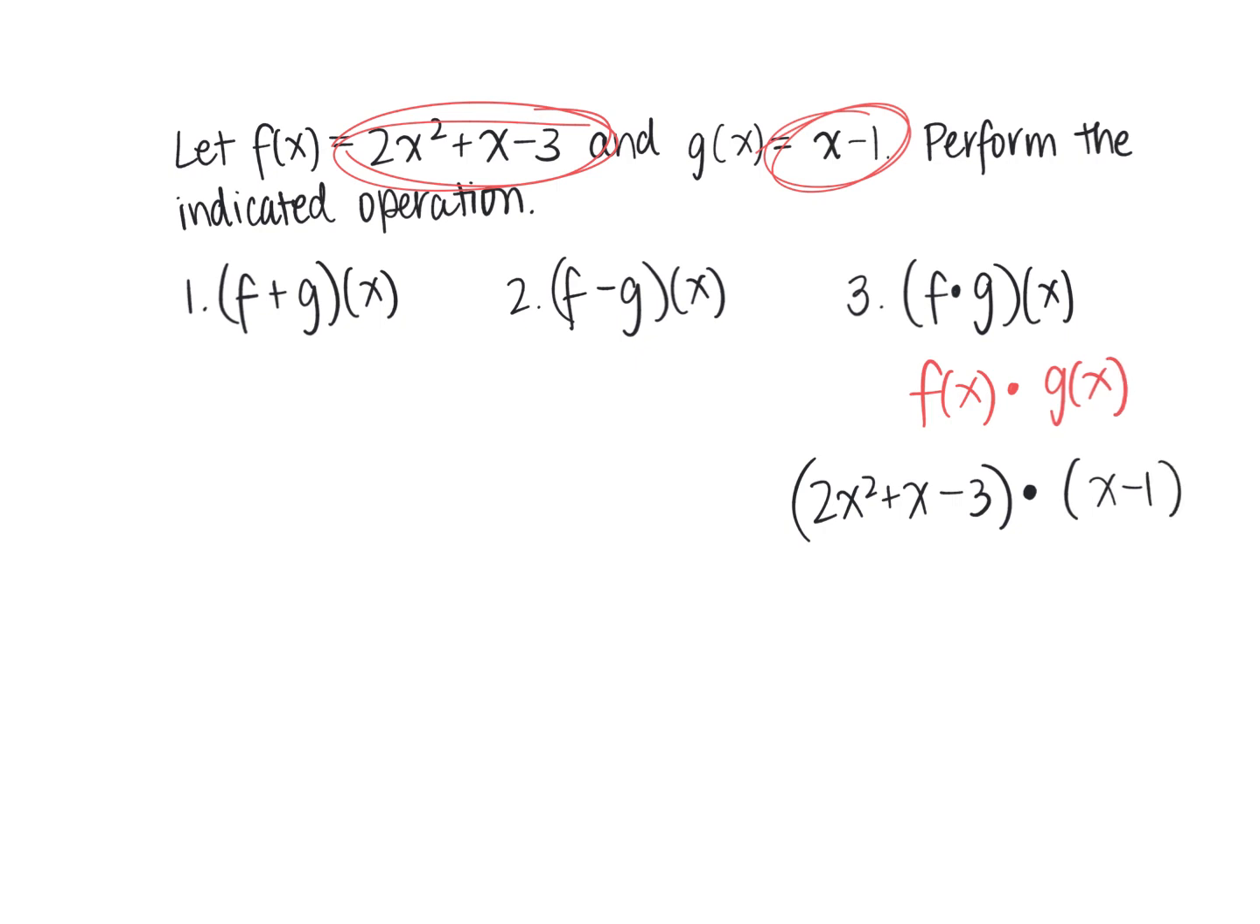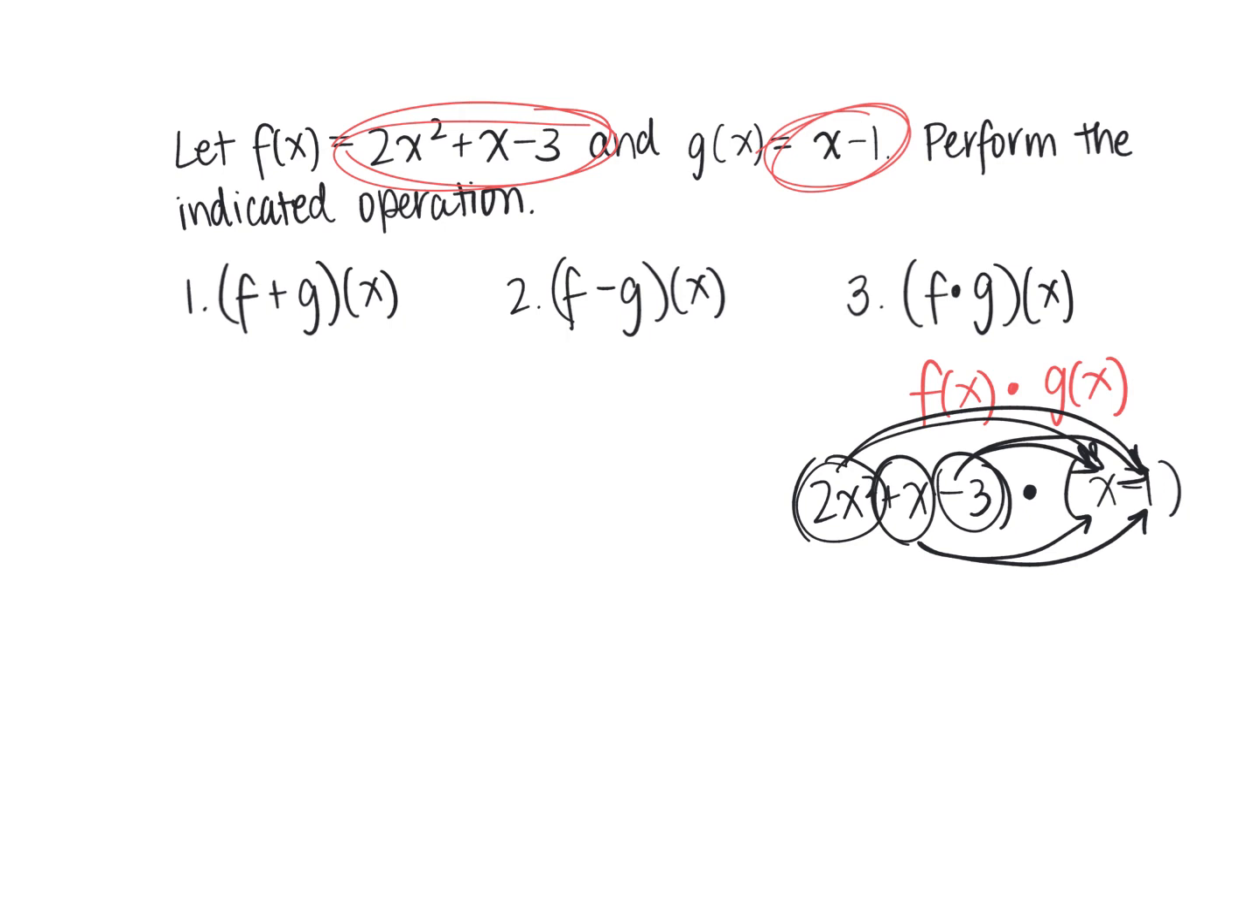When I'm multiplying, I have to do the most steps because I have to multiply every piece, right? This 2x squared has to be multiplied by the x. It also has to be multiplied by the negative 1. This positive x, right, has to be multiplied by this x, and it has to be multiplied by this negative 1. This negative 3 has to be multiplied by the x and the negative 1. So multiplication is going to be the longest type of like operation that we do.